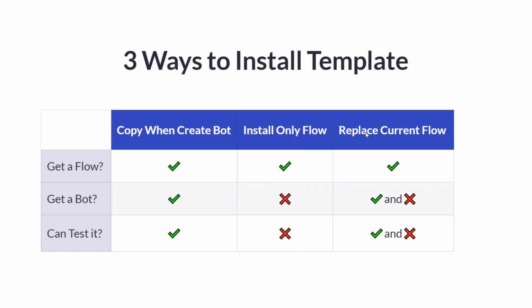And number three, replace current flow. It depends on what flow you replace. If you replace a current bot flow with the template, then again you are able to test it, talk to it. But if you replace a standalone flow with the template, then you still cannot talk to it and it is not a bot.